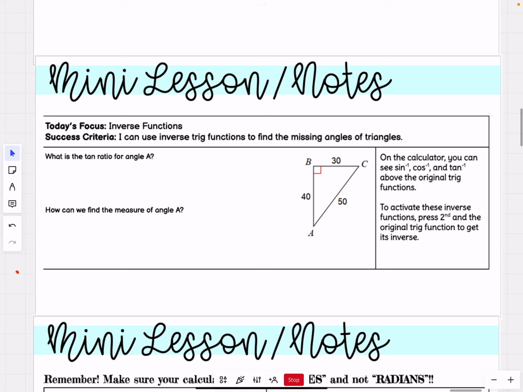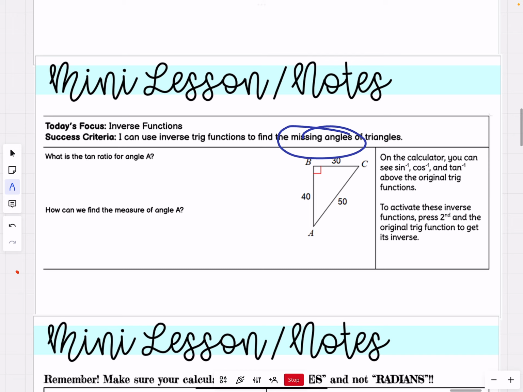All right, guys, welcome to this quick video on how to use inverse trig functions to solve for missing angles of triangles. What we've done so far has been using trig functions to find missing sides, but if we need to find missing angles, we need to use inverse trig functions. Okay, so bear with me as we quickly go through this process.